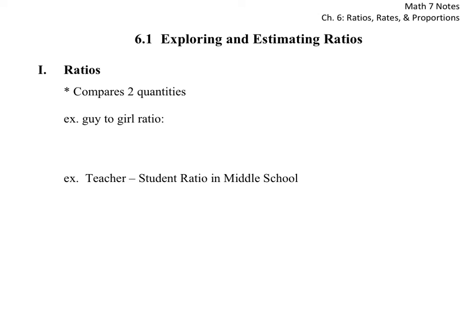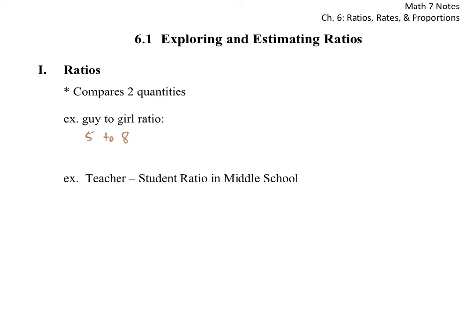So ratios, they compare two quantities. That's kind of the key. Put a little star by it for emphasis, but it compares two quantities. So in other words, if we were to talk about a guy-girl ratio and look around the room, in a room we have 5 guys and 8 girls. So you could write your ratio this way. You could say 5 to 8. That there's 5 guys in the room, there's 8 girls in the room.